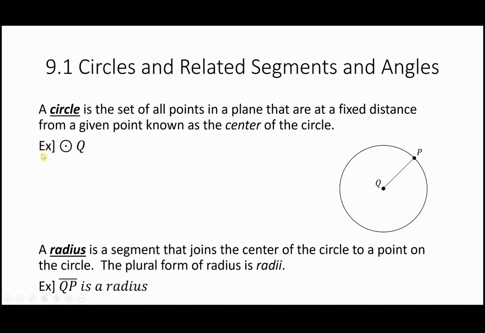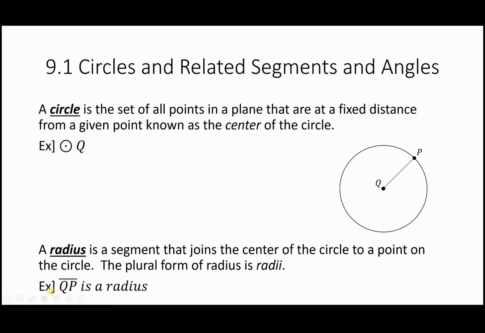Okay, so when you want to write a circle with its name next to it, if you want to write down a named circle, you do so with this symbol, the circle with the dot inside, and this represents mathematical shorthand for the word circle, and this reads as circle Q.